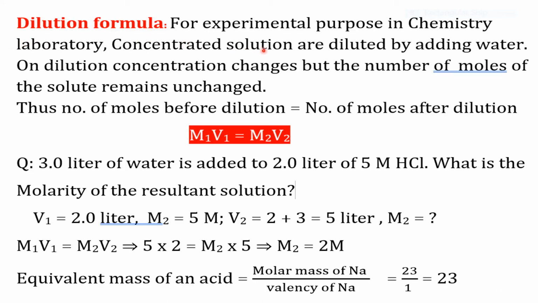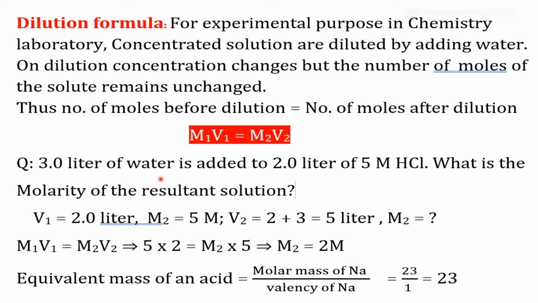Dilution formula. For experimental purposes in the chemistry laboratory, concentrated solutions are diluted by adding water. On dilution, concentration changes, but the number of moles of the solute remains unchanged. Thus, the number of moles before dilution equals number of moles after dilution. That is M1V1 is equal to M2V2. Now let us do a numerical based on this dilution formula.